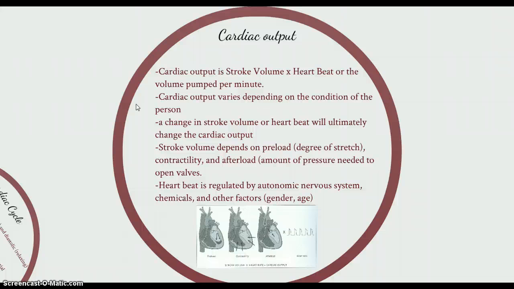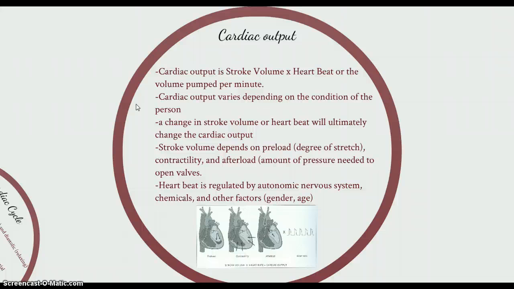And that goes to my next little bullet there. So a change in stroke volume or a change in heartbeat will ultimately change the cardiac output. So higher stroke volume means higher cardiac output. Higher heartbeat means higher cardiac output. Lower stroke volume means lower cardiac output, or lower heartbeat means lower cardiac output. And stroke volume depends on three things: preload, contractility, and afterload. And your heartbeat is regulated by the autonomic nervous system.